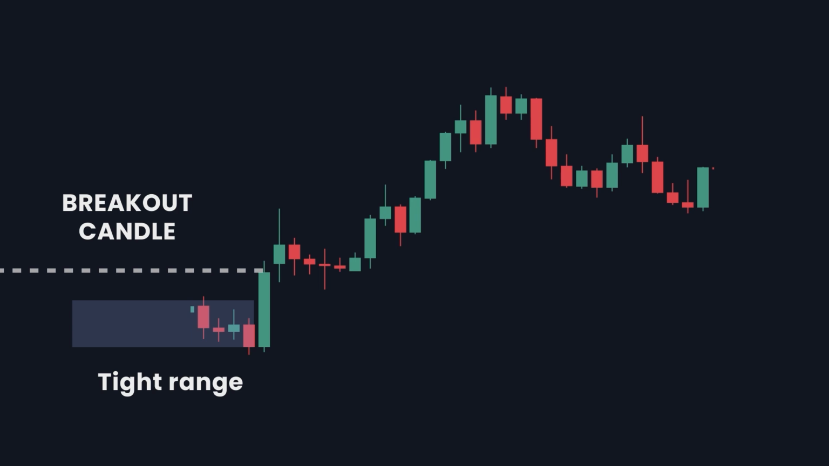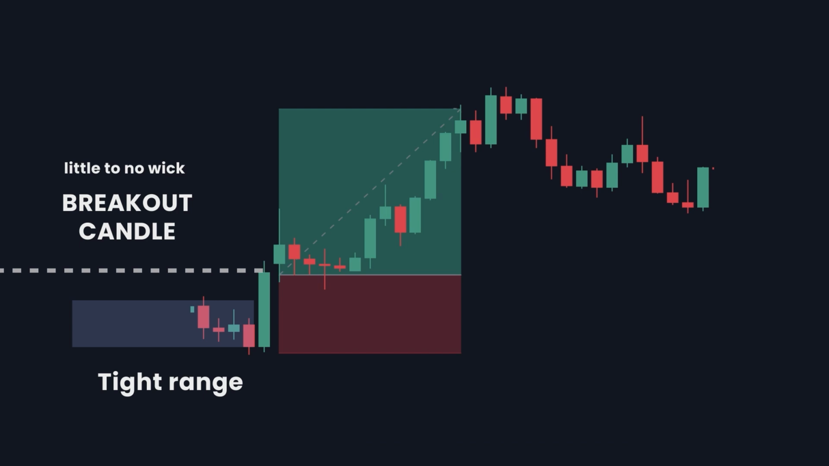For this pattern to be effective, the breakout candle should have little to no wicks, showing strong conviction and momentum. This pattern is easy to spot when you see a series of consolidating candles, followed by a large green breakout candle closing decisively above the range. You'd enter the trade as the breakout candle closes, set your stop loss just below the breakout level, and ride the momentum as the price moves strongly in your favor.